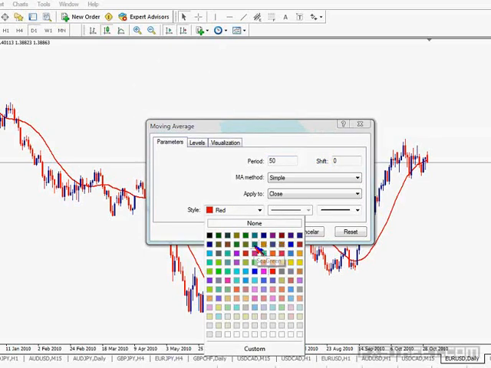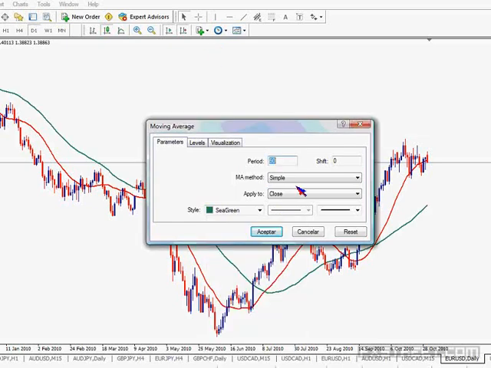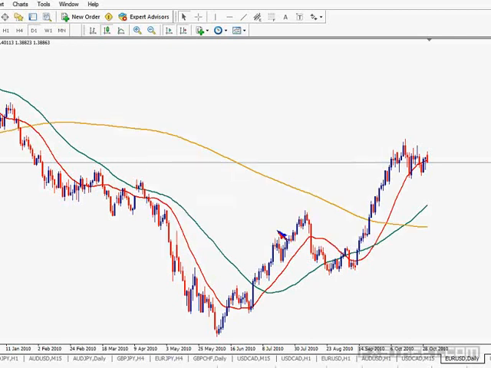Let's do the 50 green, okay? And let's add the larger one, the all-time famous 200 simple. Okay, let's do it brown. Okay, so we have the different color sets there. So why do I plot different moving averages?